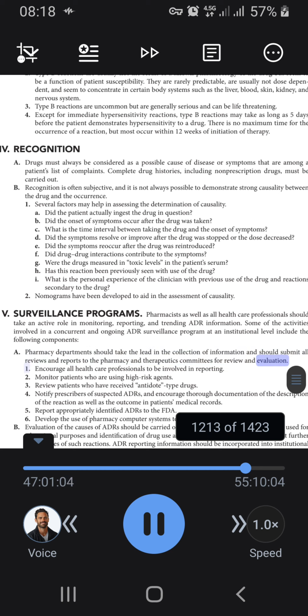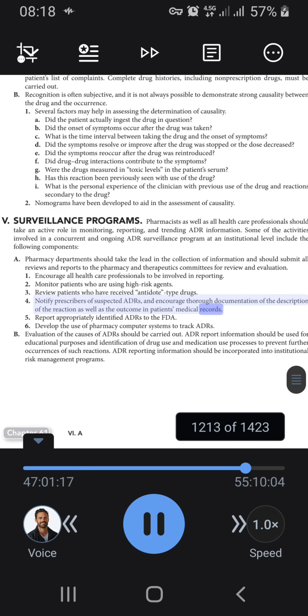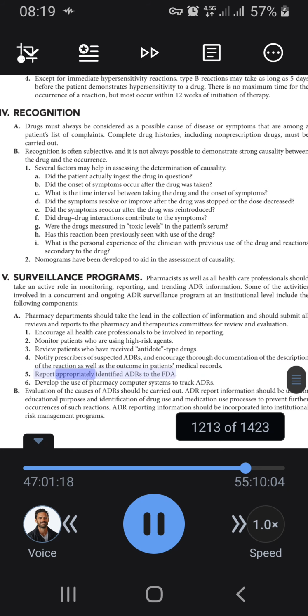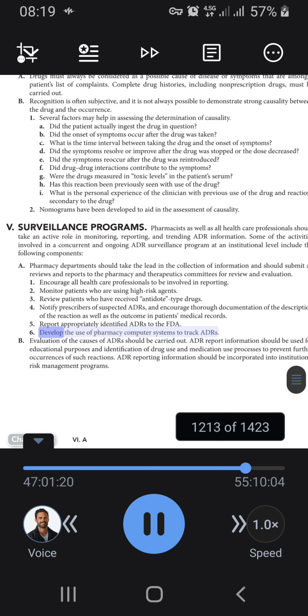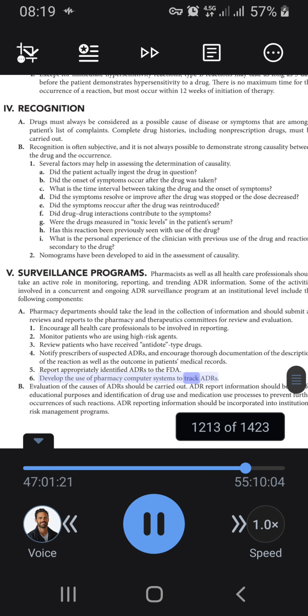1. Encourage all healthcare professionals to be involved in reporting. 2. Monitor patients who are using high-risk agents. 3. Review patients who have received antidote-type drugs. 4. Notify prescribers of suspected ADRs and encourage thorough documentation of the description of the reaction as well as the outcome in patients' medical records. 5. Report appropriately identified ADRs to the FDA. 6. Develop the use of pharmacy computer systems to track ADRs.